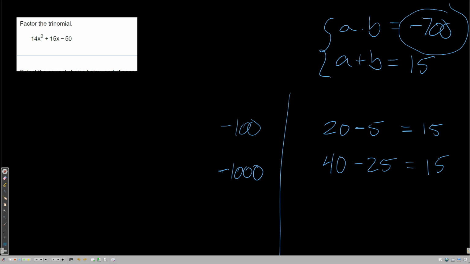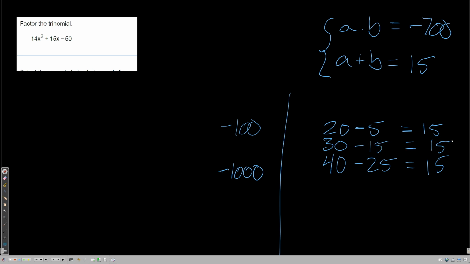Now, it will exist for you on this, it will exist here, it will exist for you on the quiz, because I have made sure that every problem you're given will factor. There's not going to be any of them that are what's called prime. They will all factor, okay? So since it's not 40 minus 25, it's somewhere in between here and here, I guess I'll just split the difference and say this is 30 minus 15.